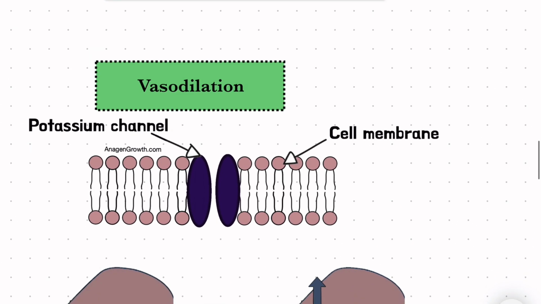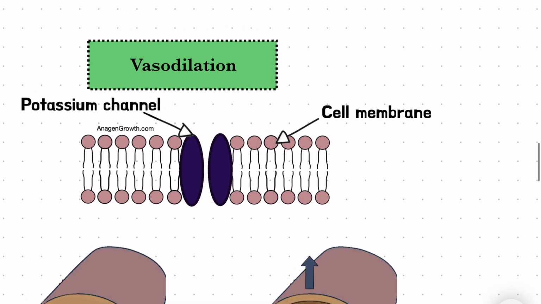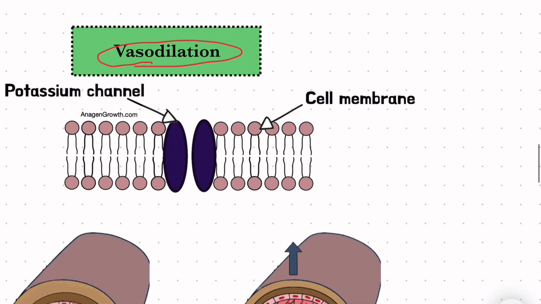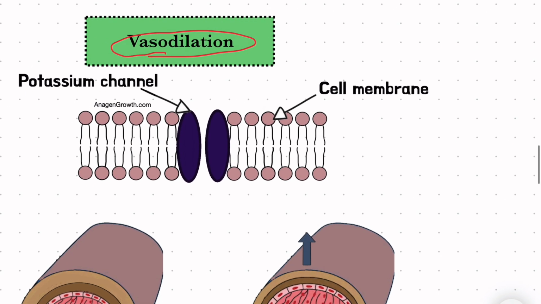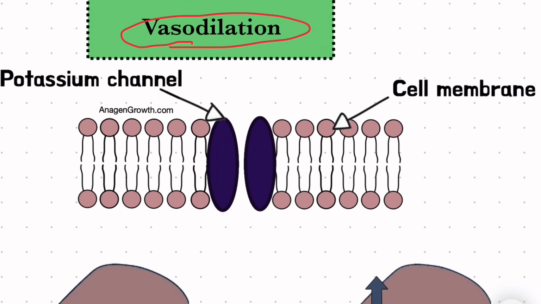So let's actually talk about the mechanisms of action for minoxidil now. We'll start by discussing vasodilation, as this is the most well-known mechanism of action for minoxidil. And minoxidil actually causes vasodilation through ATP-sensitive potassium ion channels. So that's this protein over here.